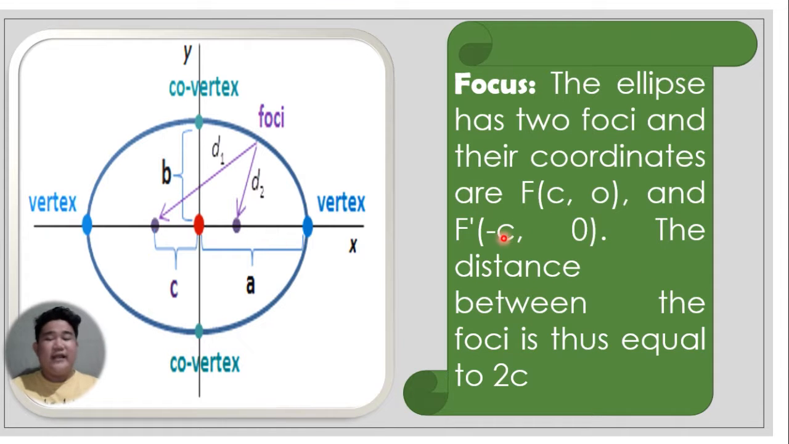Later on, we will see if the focus is only here, or if these are the only coordinates of our focus. And always remember that the distance from our center going to one focus is denoted as c. And our center going to another focus, that is c. So the distance between these two foci will now be c plus c, that is 2c. That is for our focus.